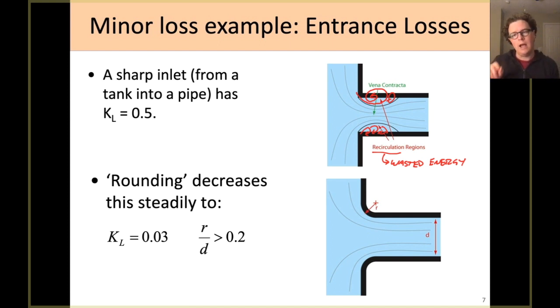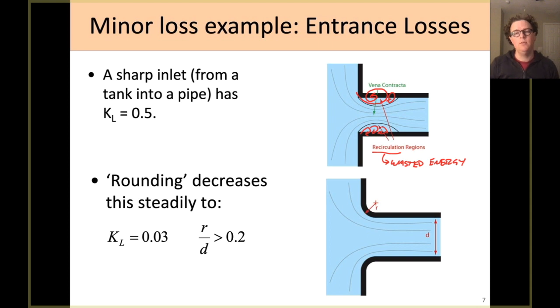Those are exactly what you observed when we watched flow go around the 90-degree bend in that video clip that I showed at the beginning of this recording. So those recirculation regions are functionally wasted energy. They're energy that goes into turbulence rather than moving flow where we want it. And so you get an entrance loss.